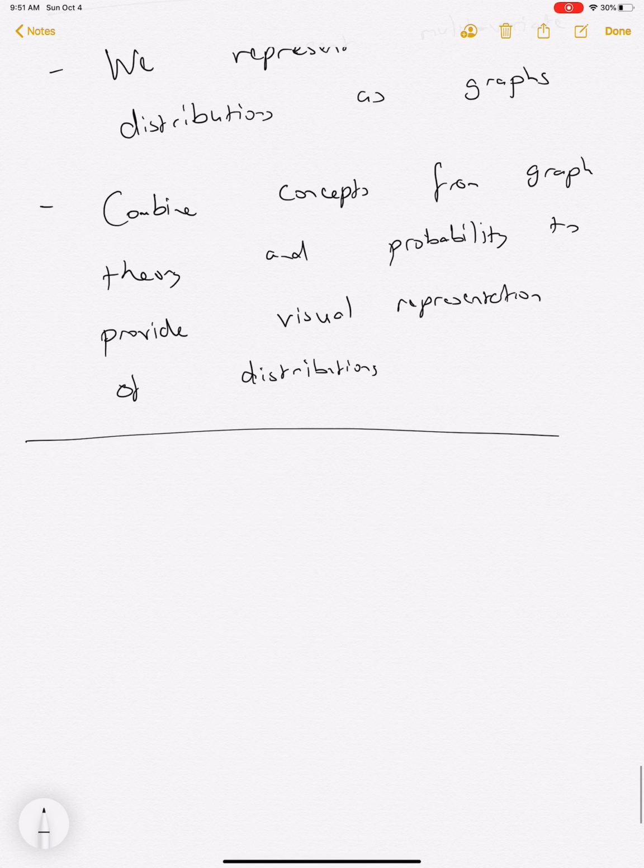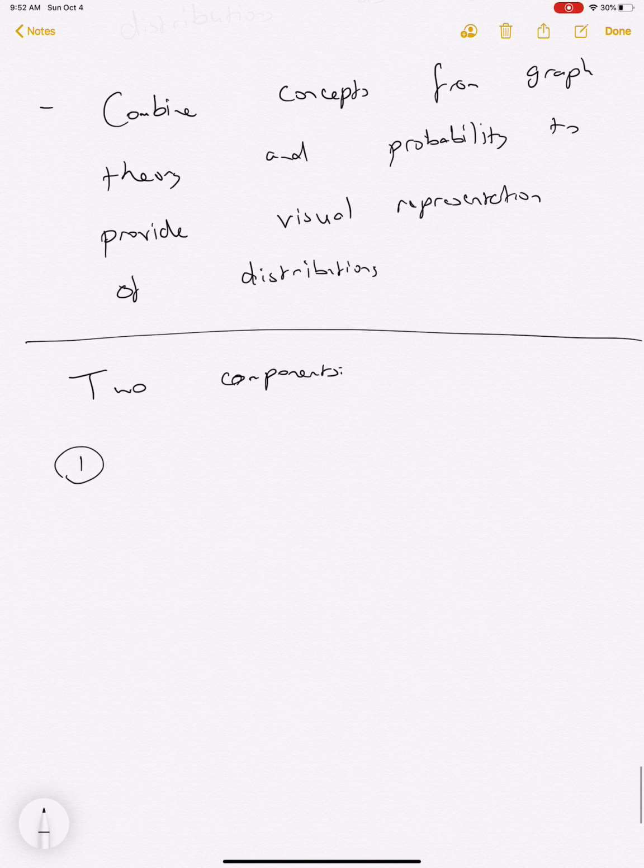So there are two components here. There's one which is graphs, and then two which are probability distributions.